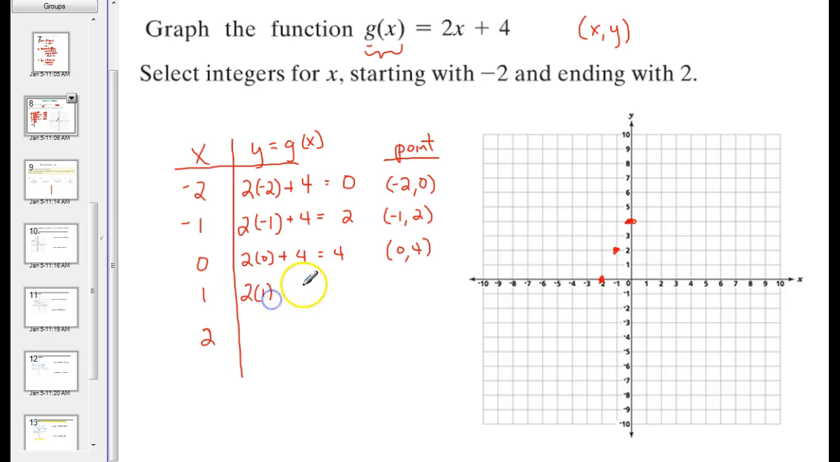Alright, when 1 goes in, 2 times 1 is 2, plus 4 is 6. So the point that I plot is 1 for x, 6 for y. Alright, when I do this stuff to those particular x's, these are the y's that I'm getting. Okay, y is g of x. Alright, 2 times 2 is 4, plus 4 more is 8. So 1, 6, and 2, 8. And you can see every time I go 1 to the right, I go up 2 more.